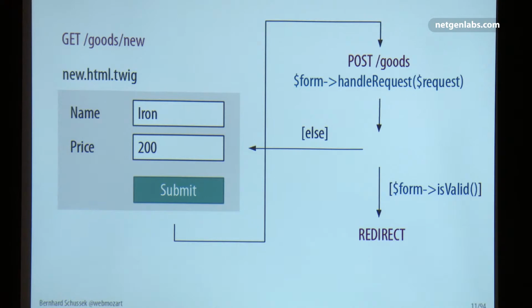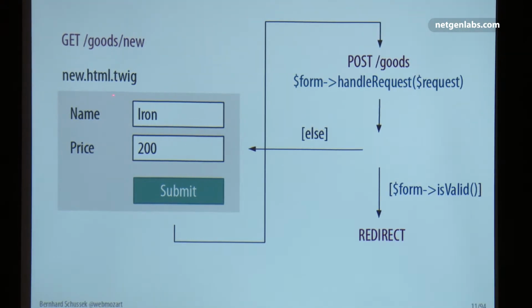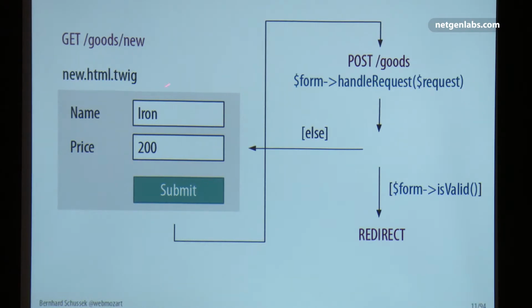So the workflow for most Symfony forms is like this. You load a page that displays the form, like the unmodified form, like GET goods/new. Then there is some template that is rendered in the controller. You create the form, then you render the template. The form is shown.